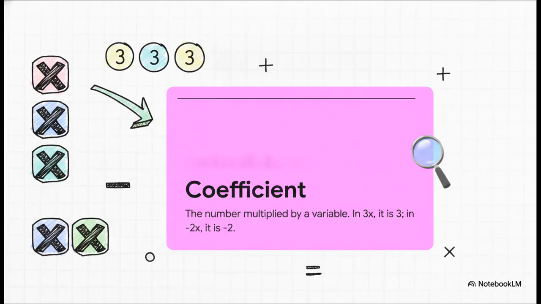Next up is the coefficient. Fancy word, but a super simple concept. A coefficient is just the number that is multiplied by a variable. It's essentially telling you the quantity of a specific item you have. So in the term 3x, the coefficient is 3. It tells us we have 3 of those x items. In the term negative 2x, the coefficient is negative 2. It's always the number sitting right in front of the letter.